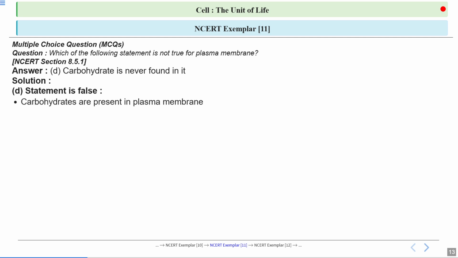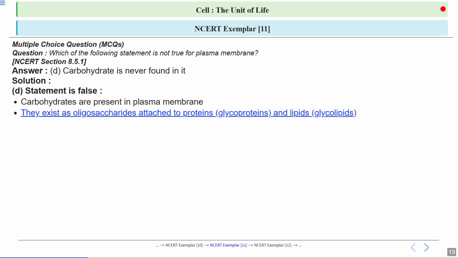Why? Carbohydrates are present in the plasma membrane. They exist as oligosaccharides attached to the protein, and that is called glycoprotein. Suppose a small glucose molecule gets attached to the protein, now it is called glycoprotein. When a glucose molecule gets attached to the lipid, it is called glycolipid. So the glyco term is coming for the carbohydrate moiety that is attached to either the protein or the lipid part, right?